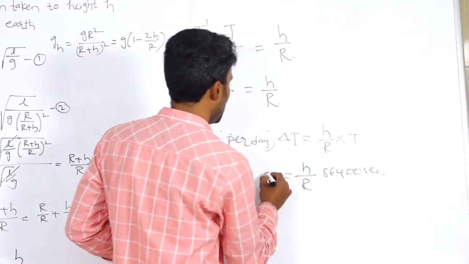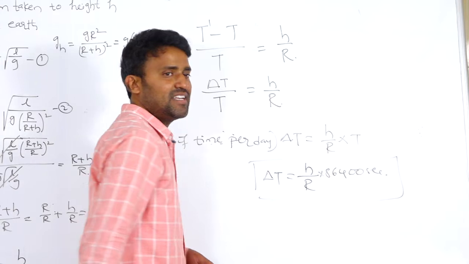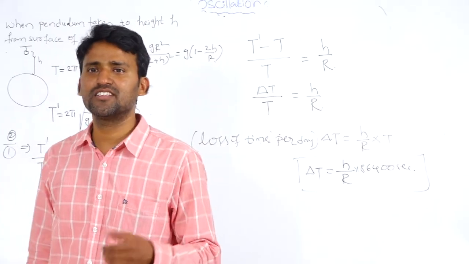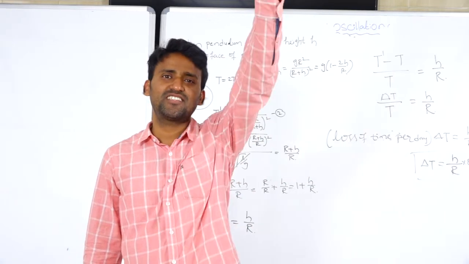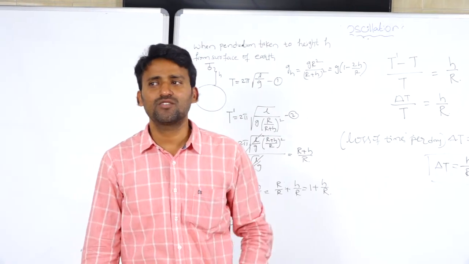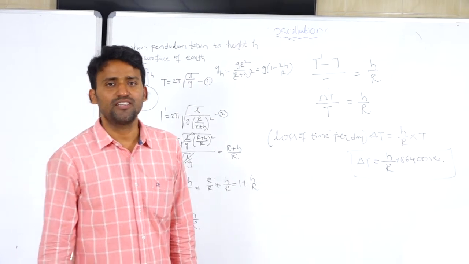86,400 seconds. So delta T is equal to h by R into 86,400 seconds. It is the time loss when the simple pendulum is taken at a certain height from the ground. Loss of time is equal to h by R into 86,400 seconds.